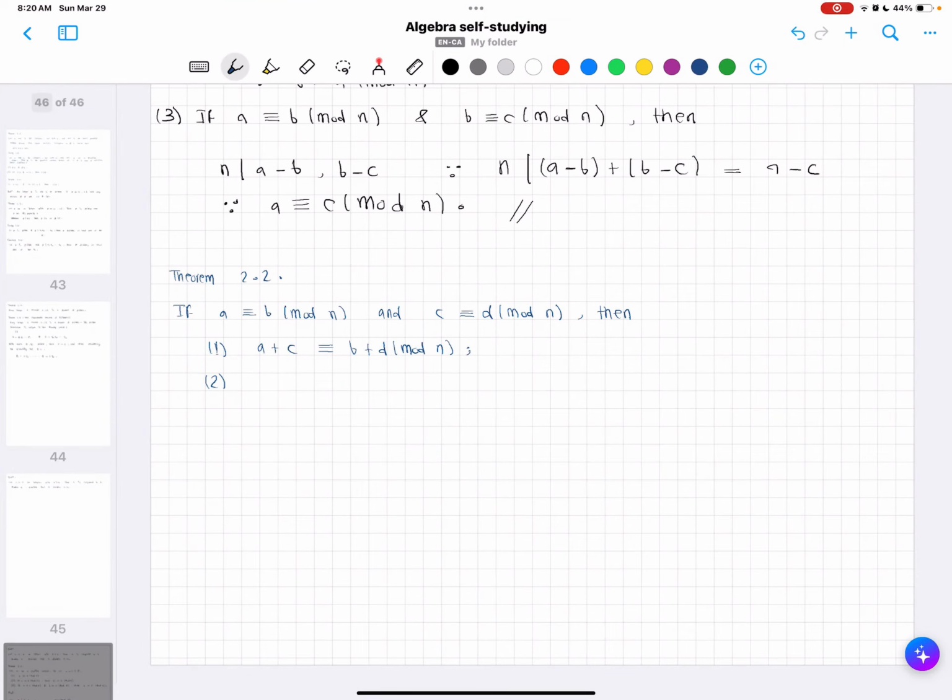Alright, so let's go back to what we were doing. If A is congruent to B mod n and C is congruent to D mod n, then you have A plus C is congruent to B plus D, and you also have A times C is congruent to B times D mod n. So let's prove this.